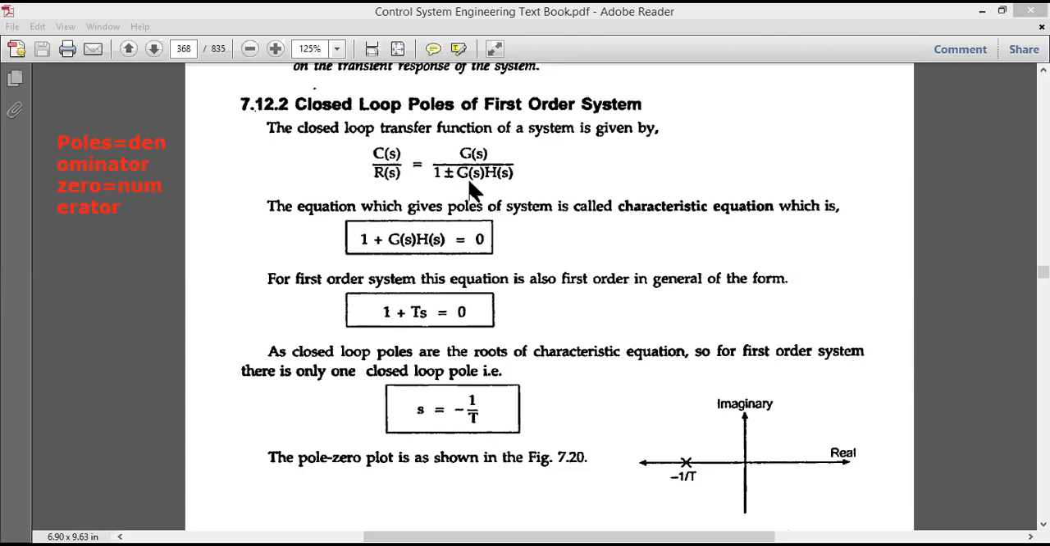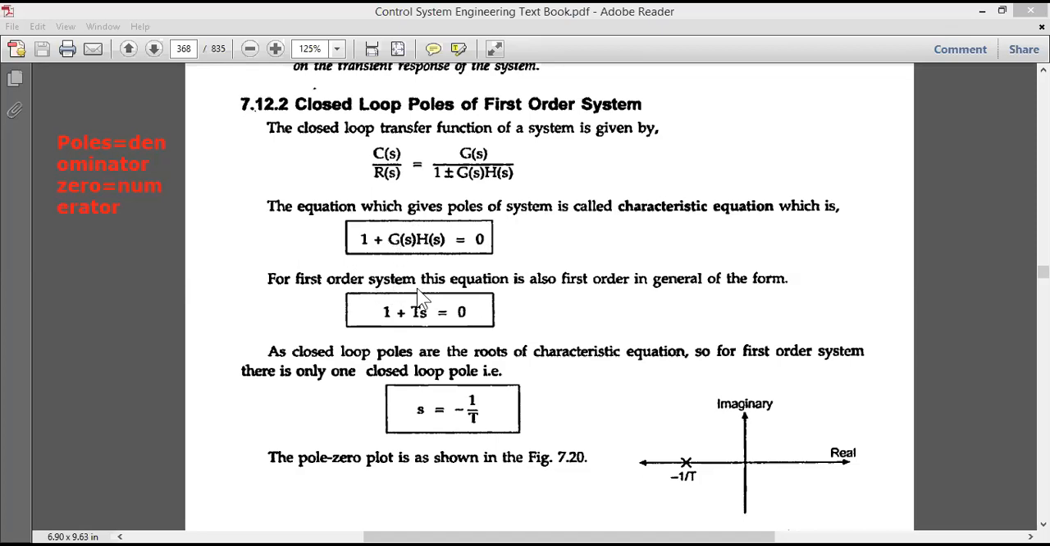In this equation the denominator gives the poles. So taking the denominator of the given transfer function and equating it to 0, such an equation is known as the characteristic equation, which is given by 1 plus G of S into H of S is equal to 0, or you can also write it as 1 minus G of S into H of S is equal to 0. So this is your characteristic equation.